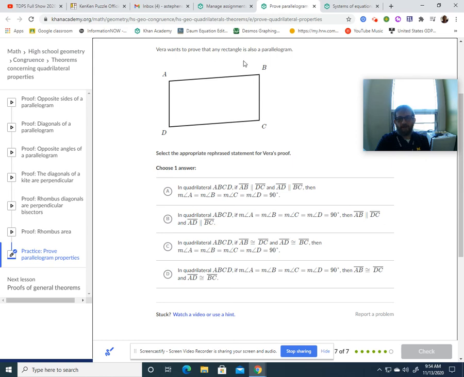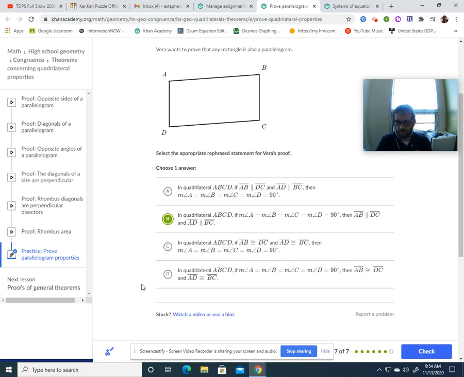Vera wants to prove that any rectangle is also a parallelogram. Let's restate what she wants to do. So she wants to start out that it's a rectangle. Well, rectangles have all right angles. So in quadrilateral, they're defining a parallelogram. That's not the one. If quadrilateral ABCD, if the measure of angle A, okay, all the angles are equal. That's 90 degrees. That's a quadrilateral. Now, a parallelogram has parallel sides. So AB is parallel to CD and AD is parallel to BC. That's what she wants to prove, to show that it's a parallelogram.